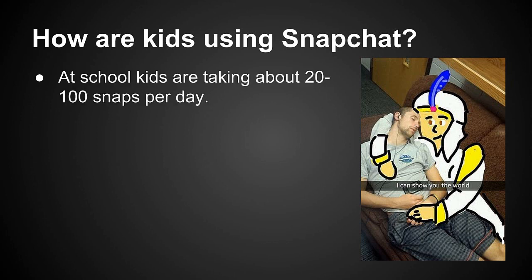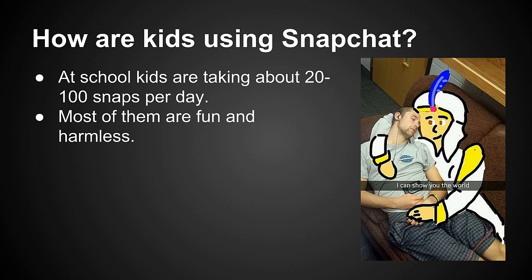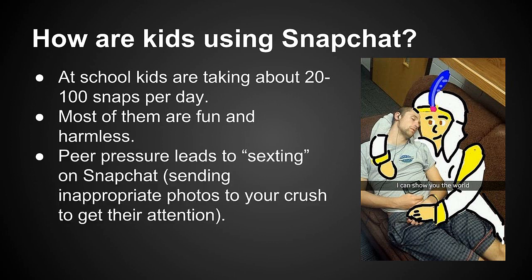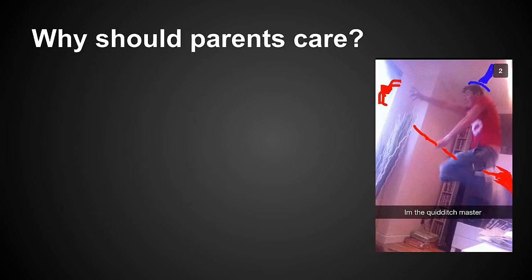So at school, kids are taking about 20 to 100 snaps per day. Most of them are fun and harmless. They're sending videos and pictures and all kinds of stuff. And then here's where parents need to worry. Peer pressure leads to sexting on Snapchat. And that's when you send an inappropriate photo to your crush to get their attention.